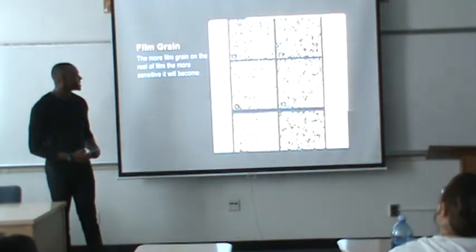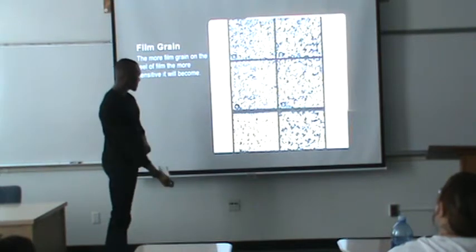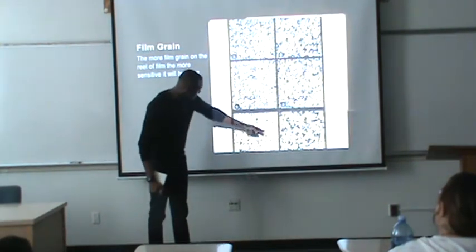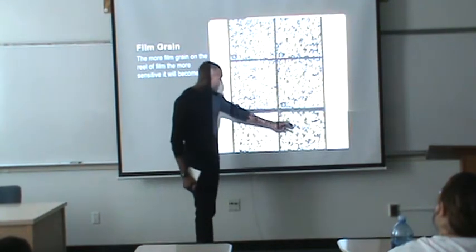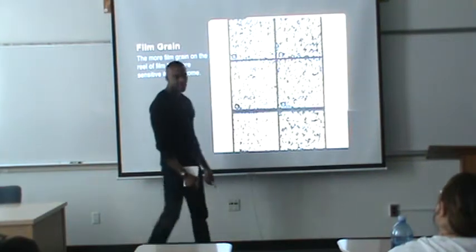And this is a film grain of different silver halide projections. This tends to be the least sensitive. As you can see, a lot more light areas. This is more sensitive, so you're going to lose a lot of image quality in this area here.